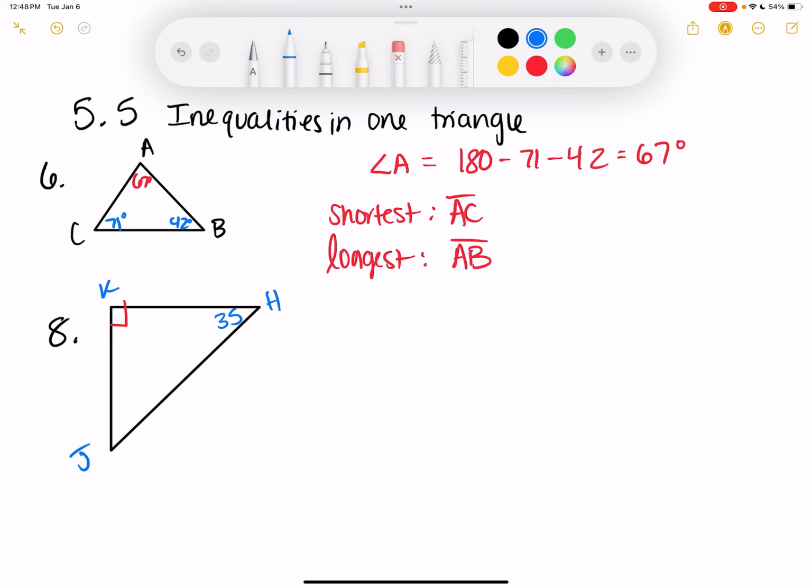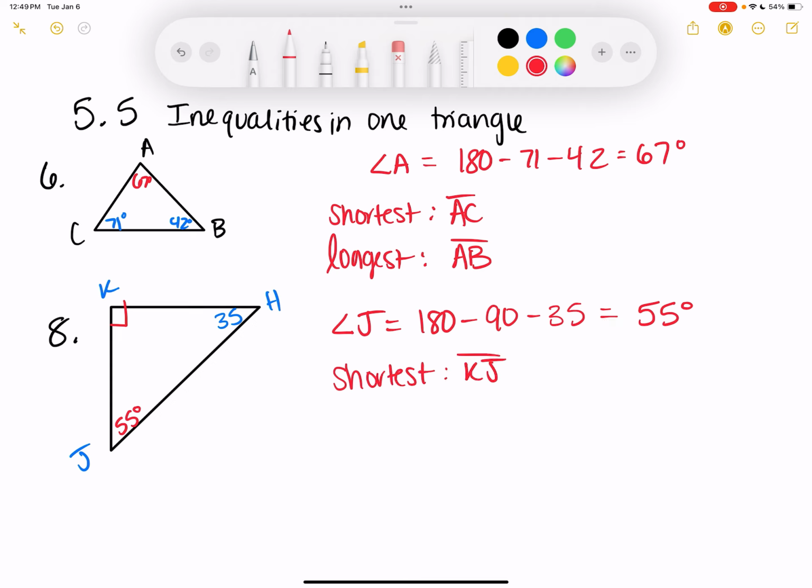Alright, so again, we only have two of the angles, so I need to find the other one before I just assume. So how would I find angle J? 180 minus 90 minus 35. Yep. Okay, wonderful. What is that? 125, so 55. So angle J is 55 degrees. So then what is the shortest side? KJ. And the longest? JH. Yep.